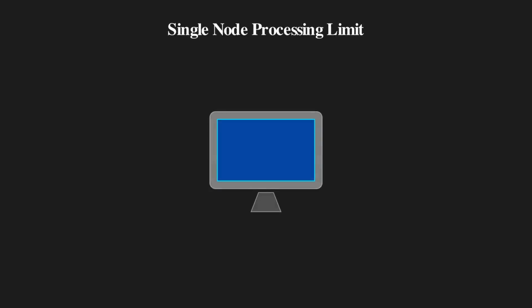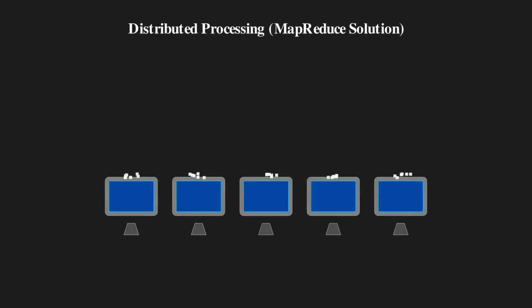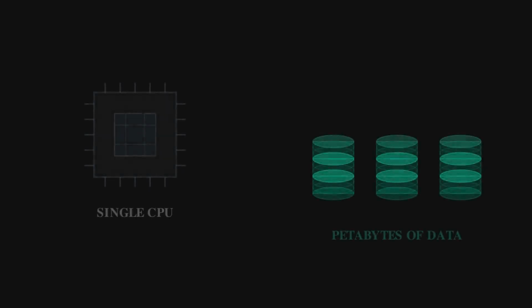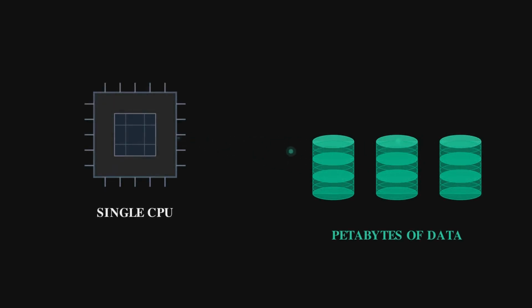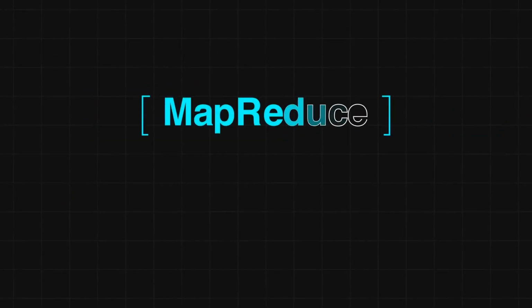Imagine you are tasked with counting every single word in a library containing billions of books. If you assign this to one person, it will take them decades. Running this on a single powerful computer will crash the system under the sheer volume of data. The answer to this scaling challenge is MapReduce.